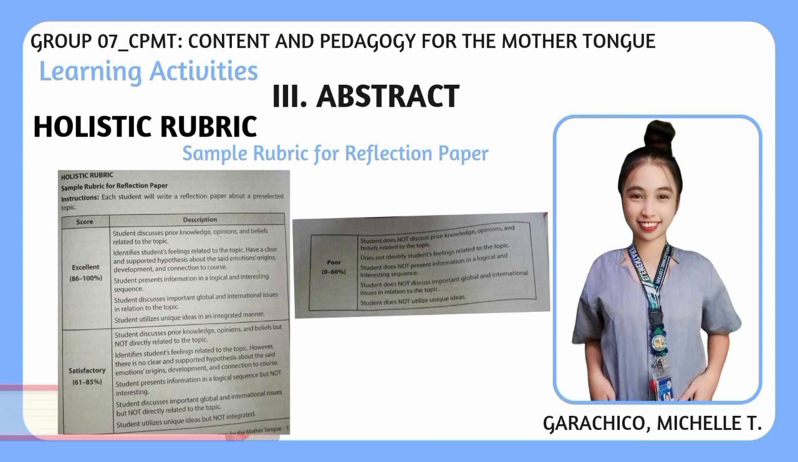outlined in the rubric. A holistic rubric simplifies the evaluation process by considering all criteria together at sa assigning single score base sa overall judgment ng student's work. Ito ay nag-aalaw sa comprehensive and holistic evaluation of the performance or project.